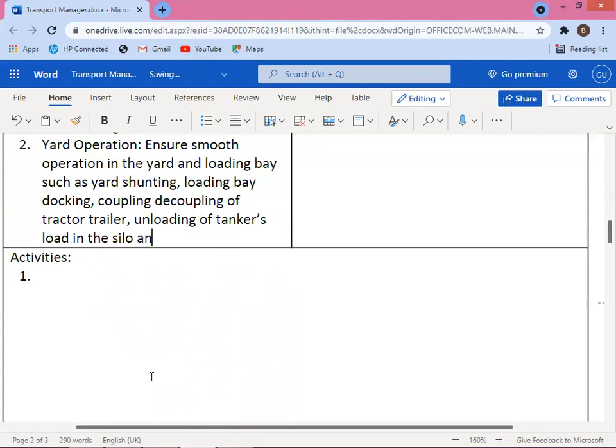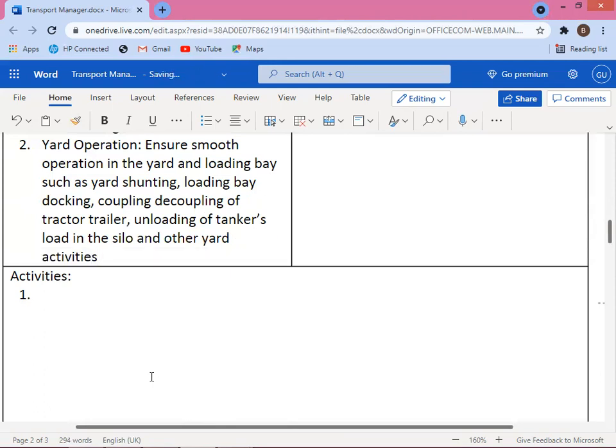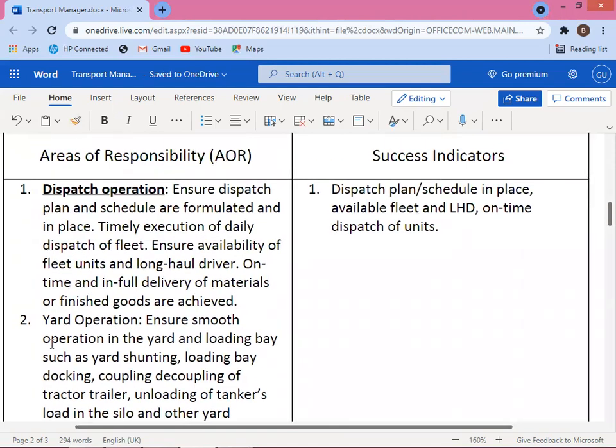I would just say other yard activities. So many activities in the yard. I'm not going to mention everything here. I will just mention the important, critical ones. I think that's it for number 2. So AOR number 2, control, underline, control, bold.